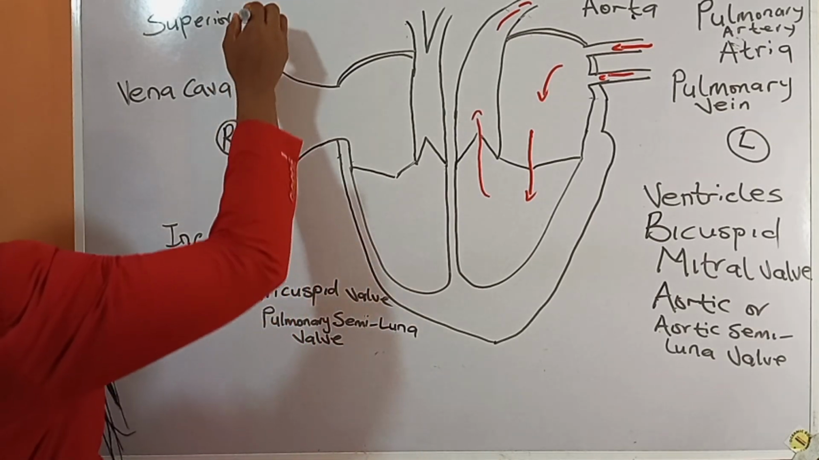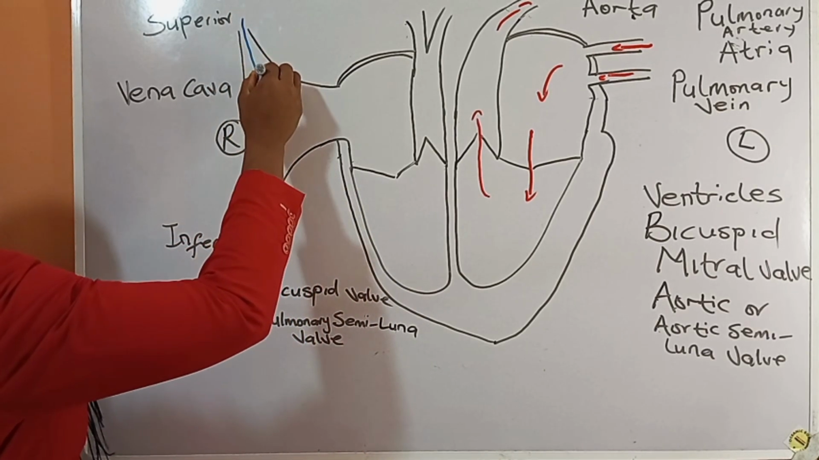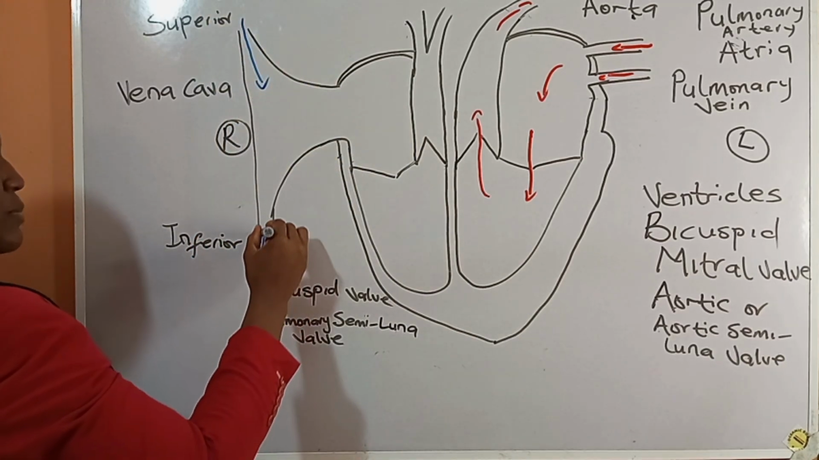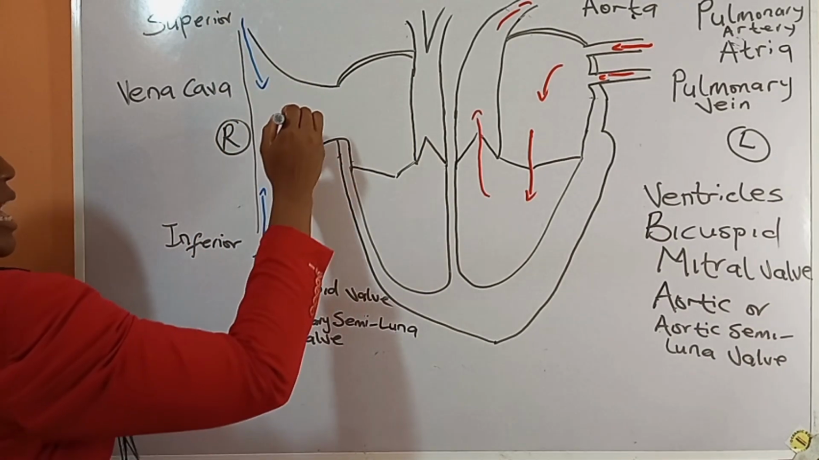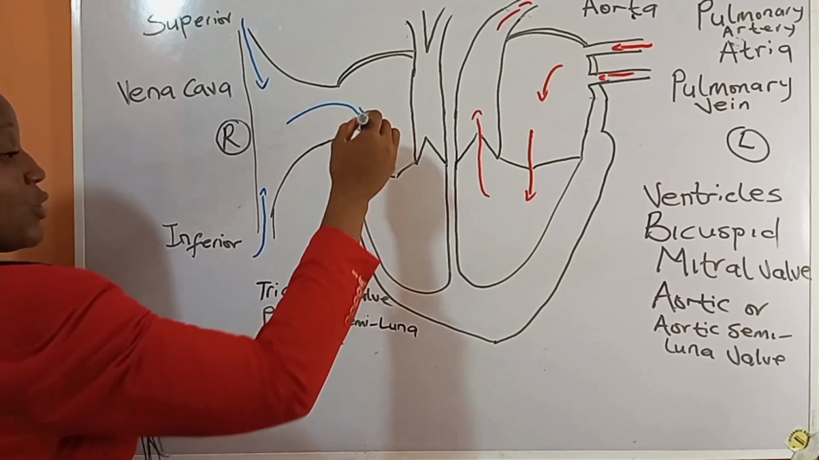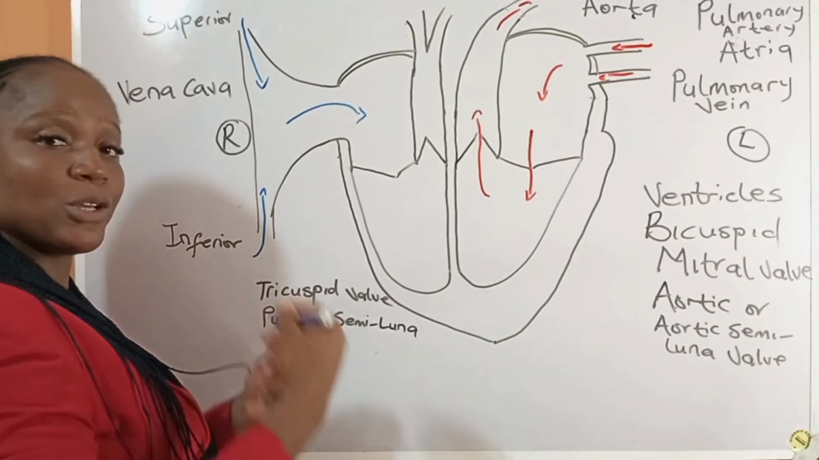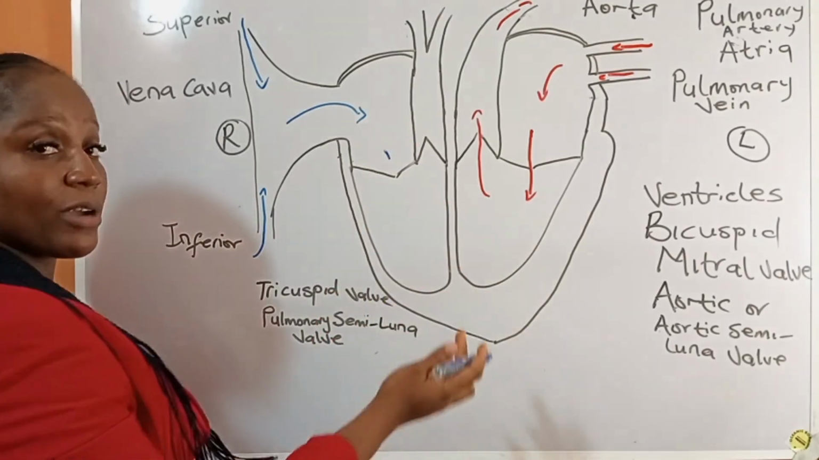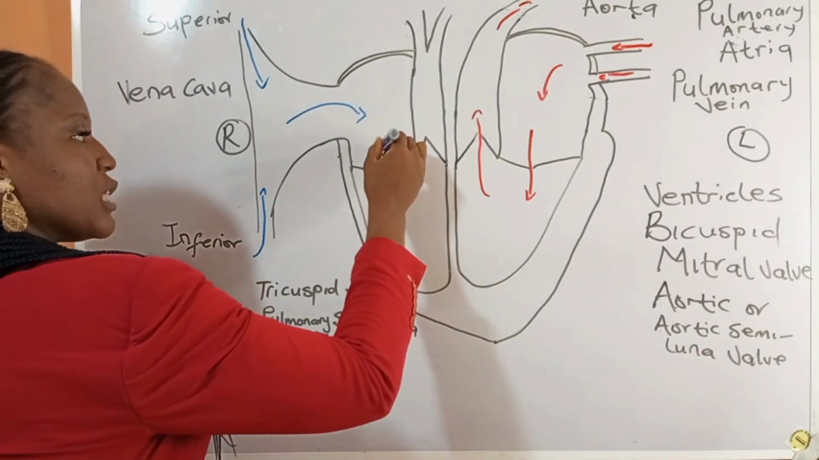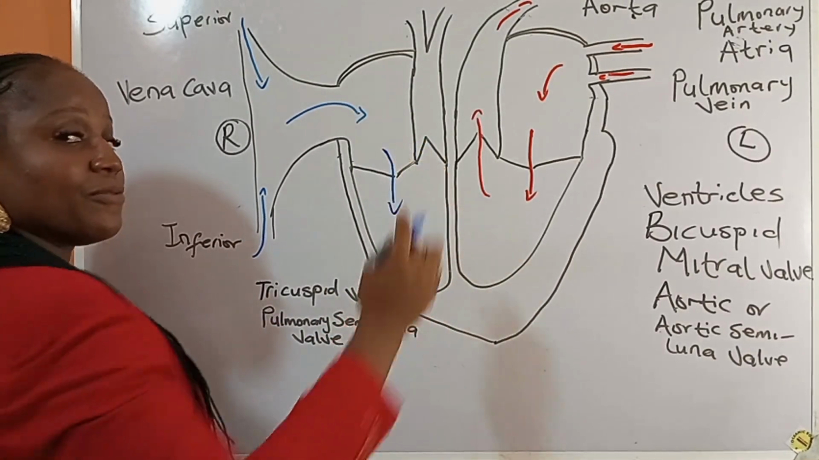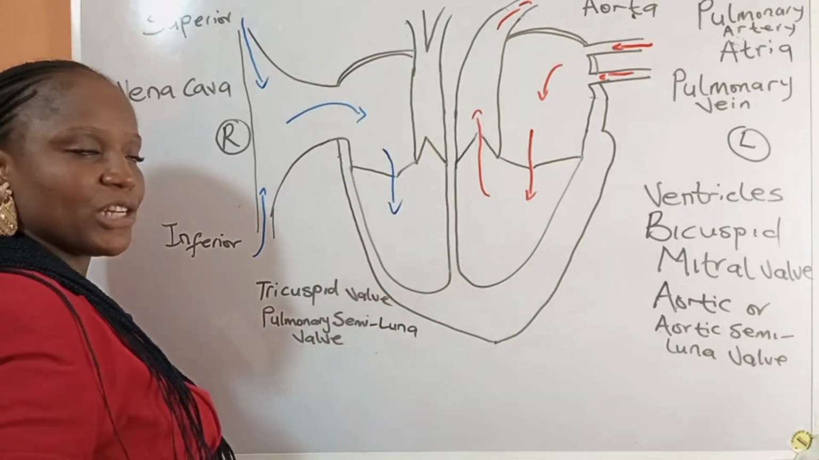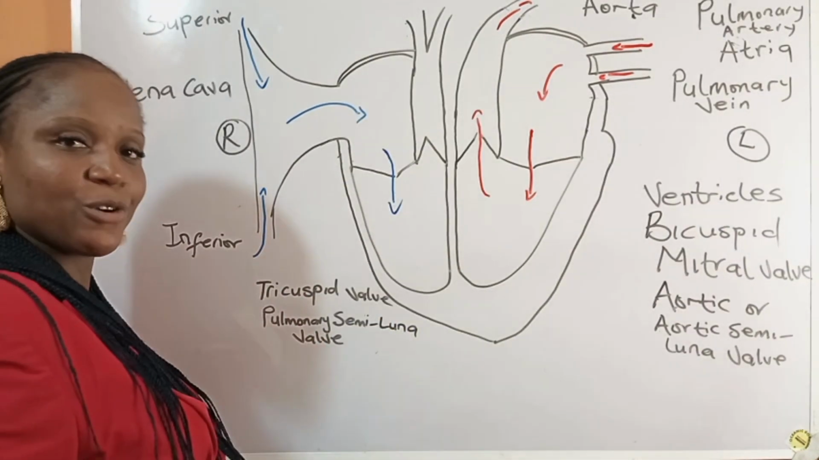From the superior vena cava, it brings blood from the top part of the heart, and then the inferior vena cava drains blood from the bottom part of the heart, and then the blood empties. We usually represent the deoxygenated blood with blue color. So the blood empties into the right atria, and from there the blood is pushed down through the tricuspid valve into the right ventricle, and then the right ventricle contracts.